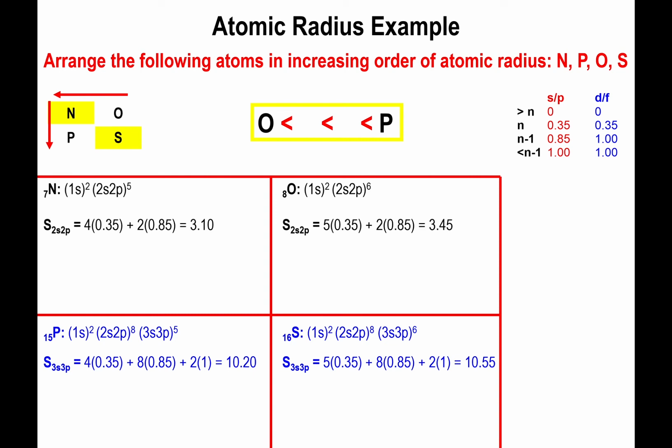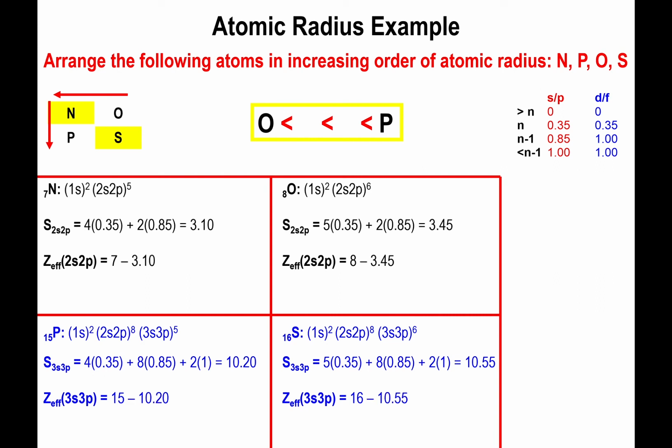All right, now the moment you have the shielding constant, you have to remember this is just the shielding constant you calculated. It's not the effective nuclear charge. You need to subtract these values from the corresponding atomic numbers. So for nitrogen, the atomic number is 7. For oxygen, the atomic number is 8. Phosphorus, atomic number is 15. And sulfur, the atomic number is 16. So we subtract from each one of these atomic numbers the shielding constant that we just calculated.